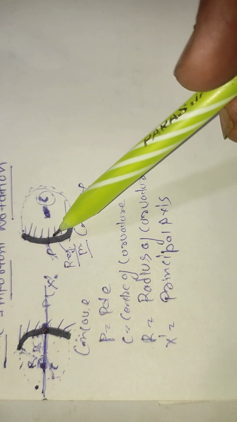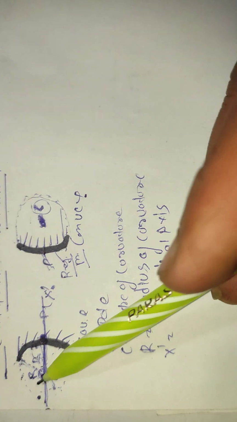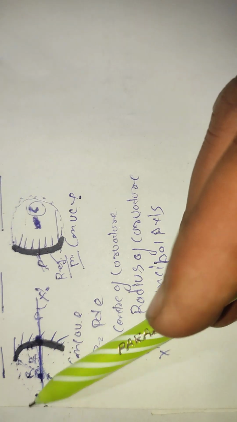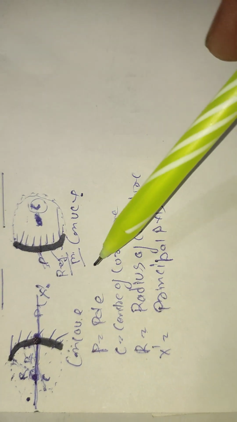In the next video we talk about the mirror formula, and what happens when the light comes from infinity, and like that. So this is a very interesting class in the next video.